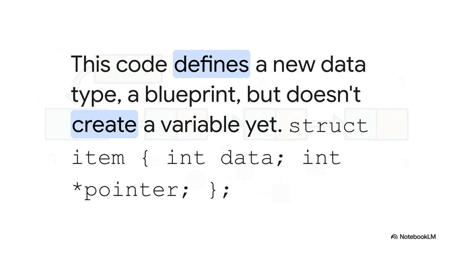Now look at this code. We're not actually making a variable yet. We're just drawing up the blueprints. We're basically telling the computer, hey, listen up. I'm inventing something new called a struct item. And anything that is a struct item will have a spot for an integer and a spot for a pointer.